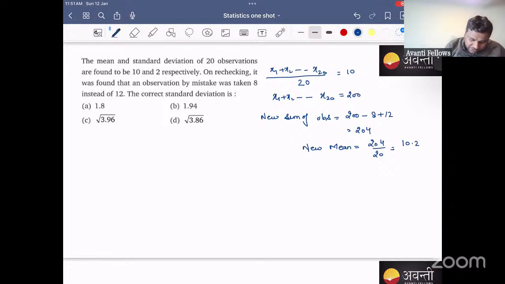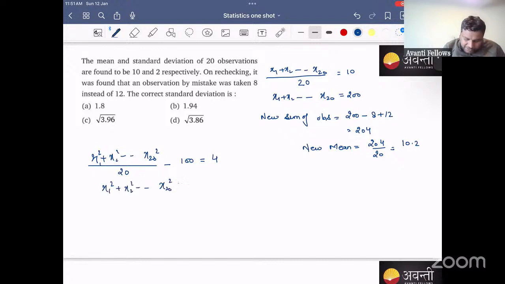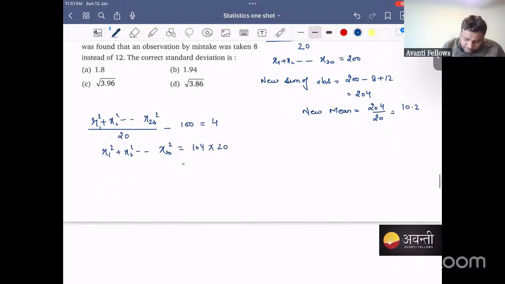Standard deviation is what? (x1 square plus x2 square up to x20 square) whole divided by 20, that is the mean of squares, minus the square of the mean. Mean was 10, so its square was 100. Standard deviation is 2, so variance will be 4. In that case, x1 square plus x2 square up to x20 square is what? 104 into 20. So that will be 2080.